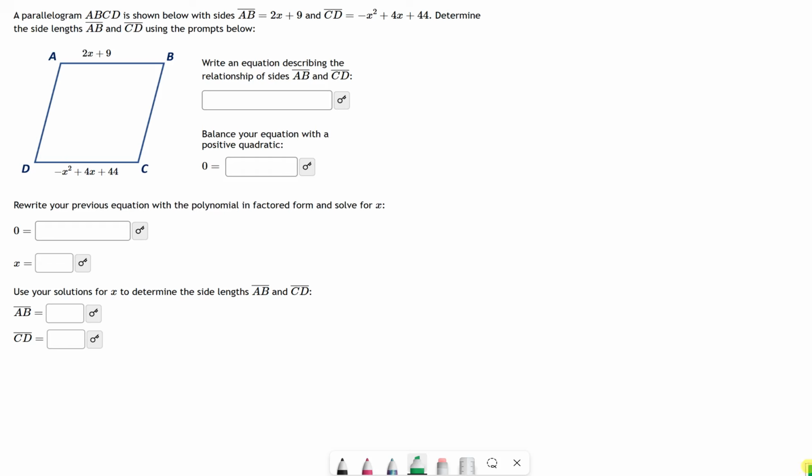We are told that we have a parallelogram here. And as soon as you see that word parallelogram, you know it has a few things true about it, one of which is that these two sides opposite from each other are exactly equal. So what can we do with that information?